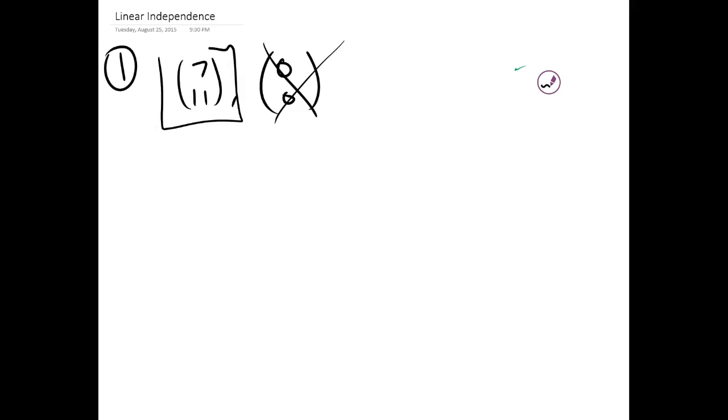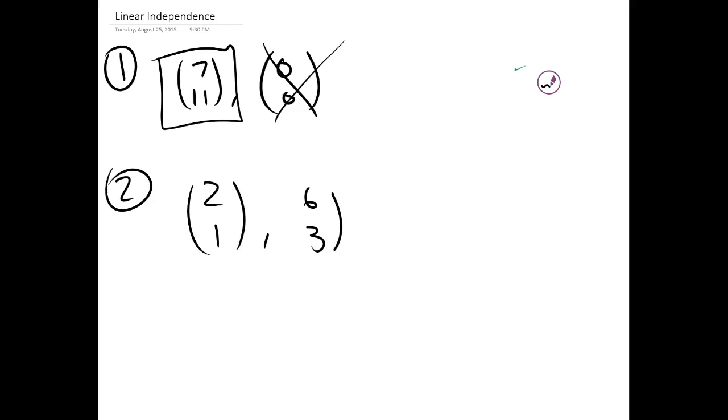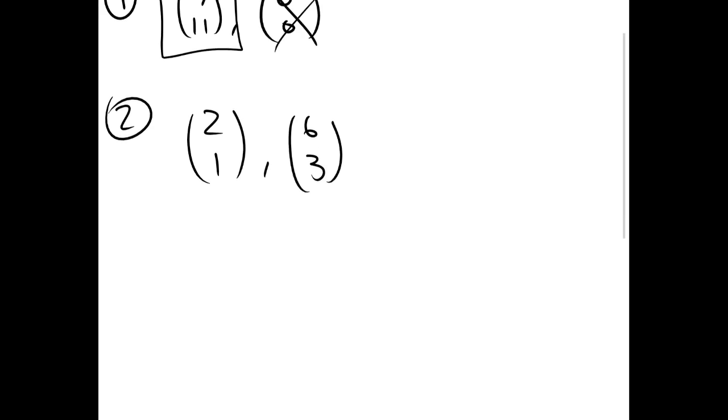We're only left with 1. So now this one vector is a linearly independent set. So now that goes out of the way. Next example gives us these two vectors, and we're asked to find if they're linearly independent. So 2, 1, and 6, 3.